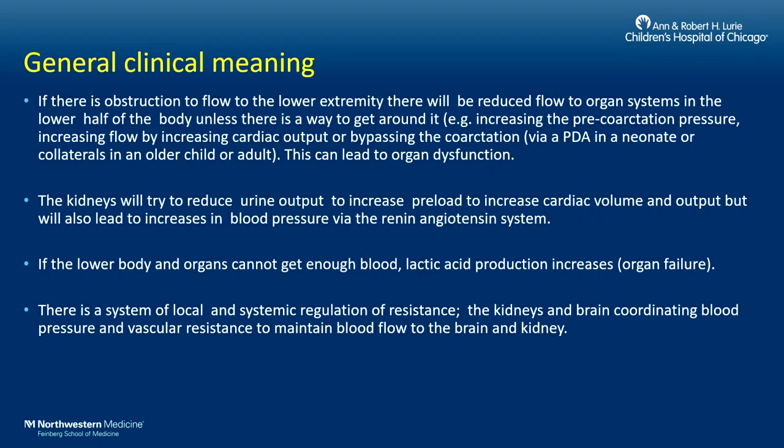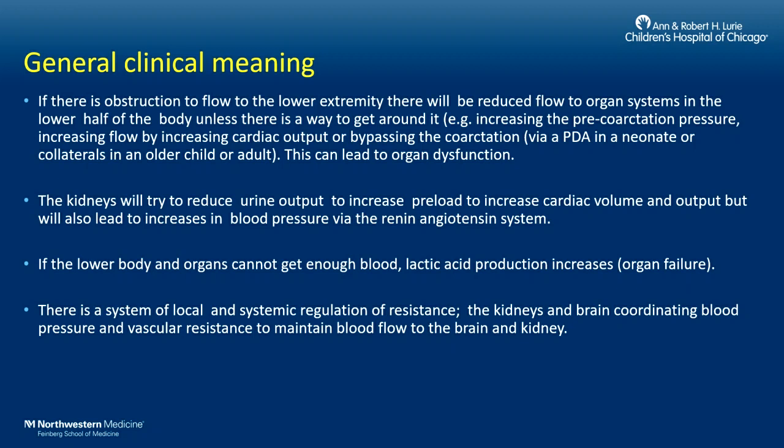You can conceivably have reduced flow to the organ systems of the lower half of the body, unless there's a way to get around it. So you increase the pre-narrowing pressure, increase the flow by increasing cardiac output, or bypass the coarctation: PDA in the neonate, or collaterals in a child or adult. But if you have reduced lower extremity flow, you can have lower extremity organ dysfunction.